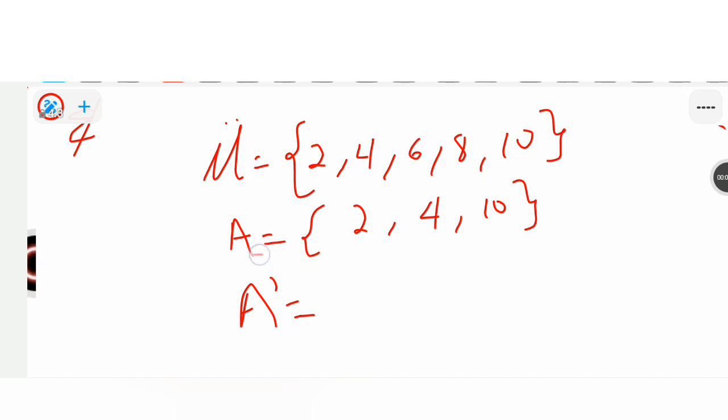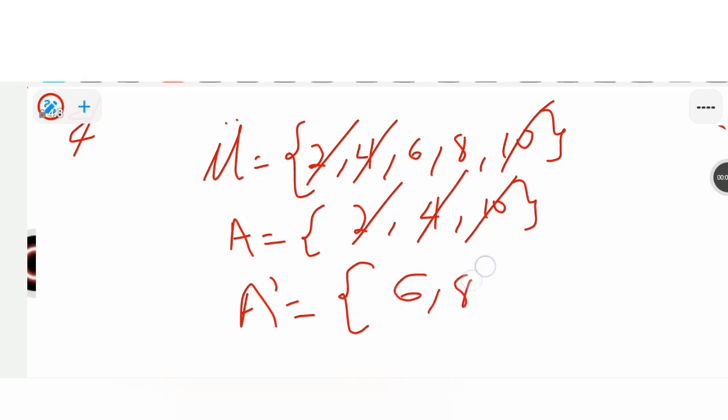Then A here is the given set A. So set A is 2, 4, 10, while the universal set is 2, 4, 6, 8, 10. So A complement means just remove this. This 2, 4, 10, remove it from this universal set. Anything that remains will be the A complement or A prime. So I'll just come and remove 2, 4, 10 here, because that's what I have here. What will be left is just 6 and 8. So I'll come here, 6, 8. That's how to do complements. It's very, very simple. Let's move to the next one.